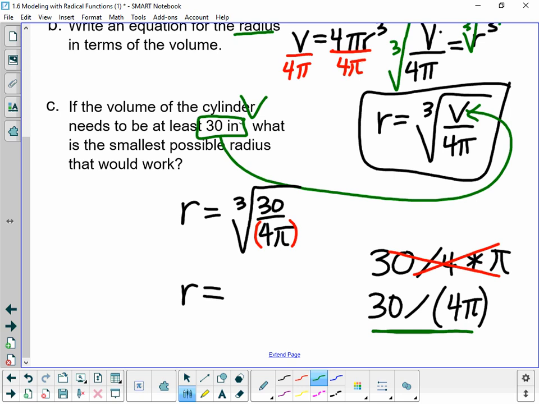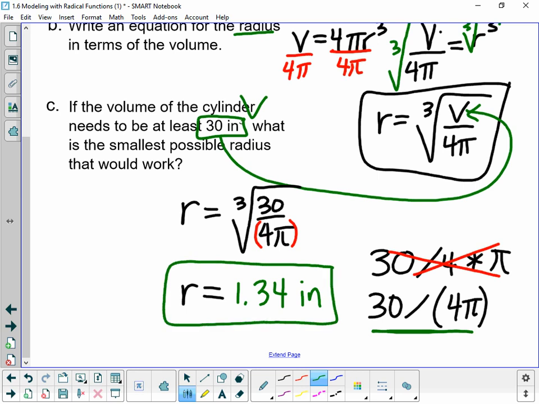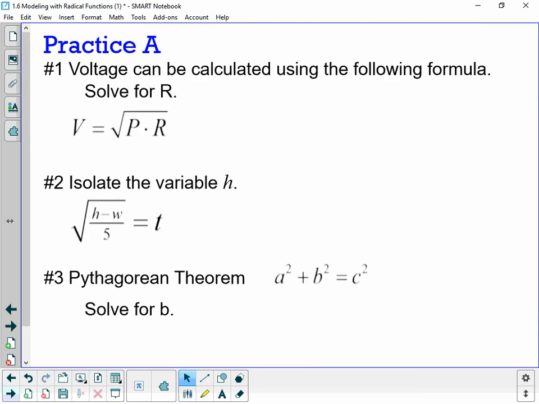And if you calculate that, you should find that the radius that we're looking for, the cube root of 30 divided by 4 pi, is equal to about 1.34. And that would be in inches because the volume was given in cubic inches. Okay, so that is dealing with volume. Here's a few other ones.